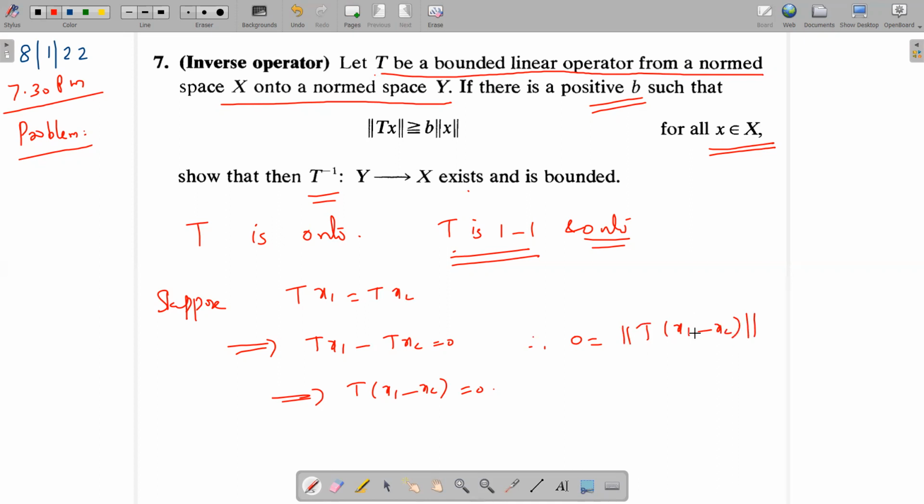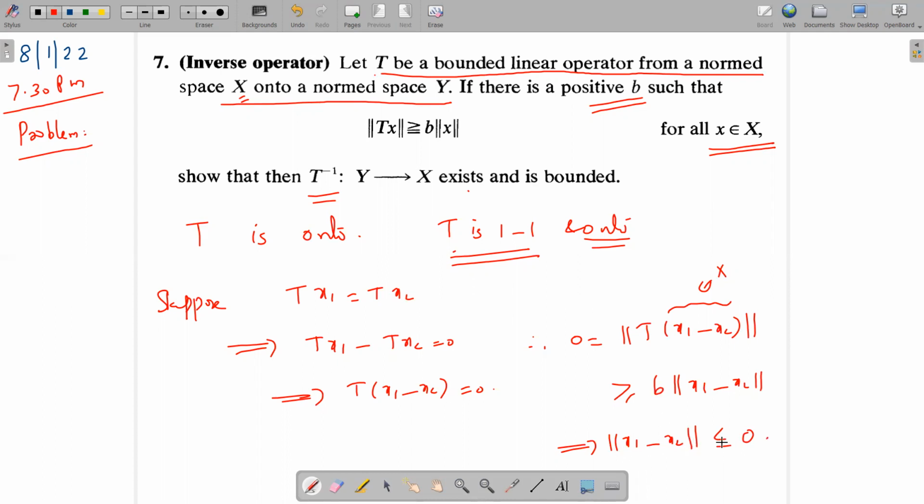By the given condition, x1 and x2 are elements of the normed space capital X, which is a vector space. So x1 minus x2, which is x1 plus (minus x2), is also a member of capital X. And for all x belonging to capital X, norm of Tx is greater than or equal to b norm of x, where b is a fixed positive number. So this is greater than or equal to b into norm of x1 minus x2. This implies norm of x1 minus x2 is less than or equal to 0, because b is positive.